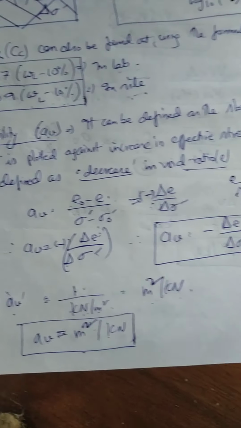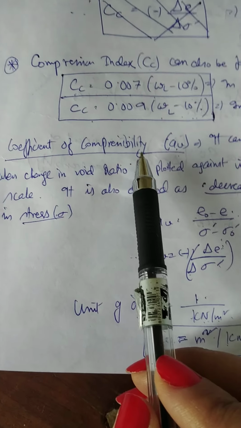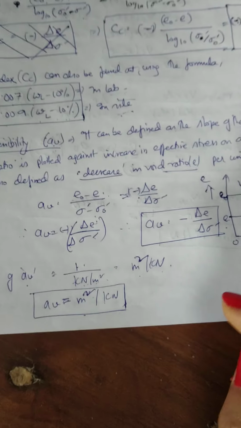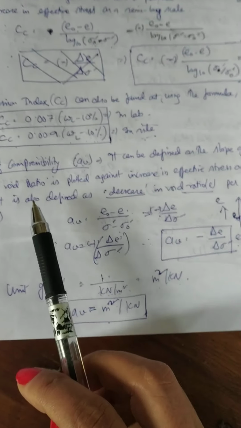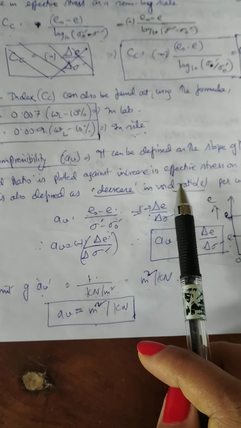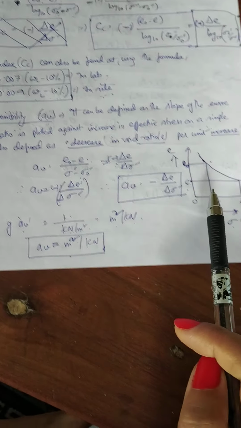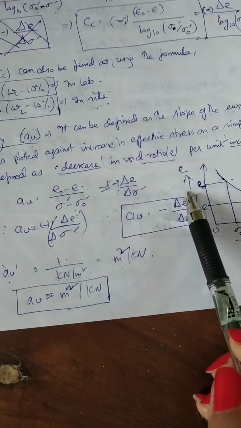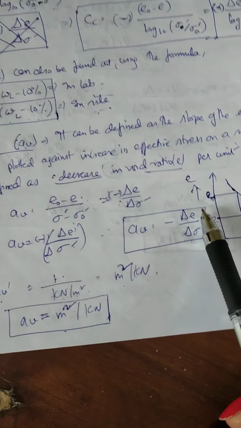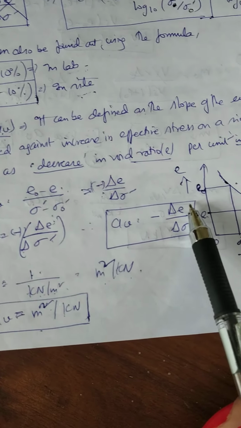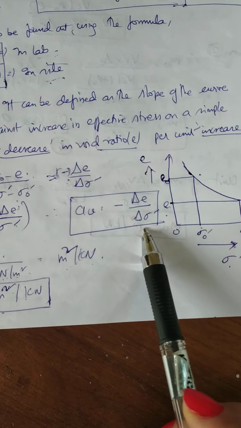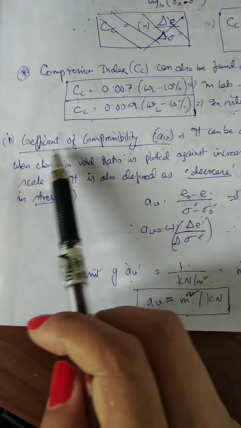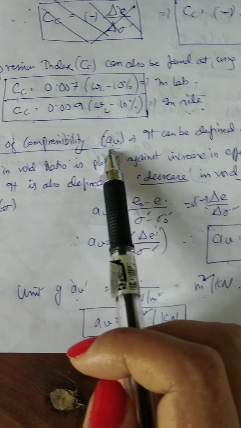And then again he expressed the same relation on a simple scale, without taking the log of the abscissa. That term he defined as the coefficient of compressibility, av. So av is simply defined as the slope of the curve when void ratio is plotted against the increase of effective stress on a plain scale, the ratio of the change in void ratio due to the unit increase in pressure. The simple ratio will give us this term, the coefficient of compressibility, denoted by av, right?